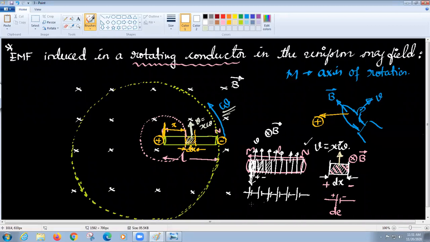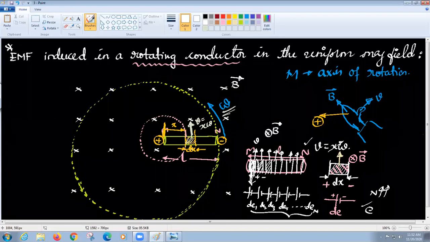Now individually you have all the dEs: dE1, dE2, dE3, dE4, and so on, say dEN, where N is very big. If I add all these, what do you get? E, sir. Yes, you will get the total induced EMF E. So it's not possible to add each and every element. Therefore what we have to do is integrate. That's the motivation. Integrate over length, and you will get the result.